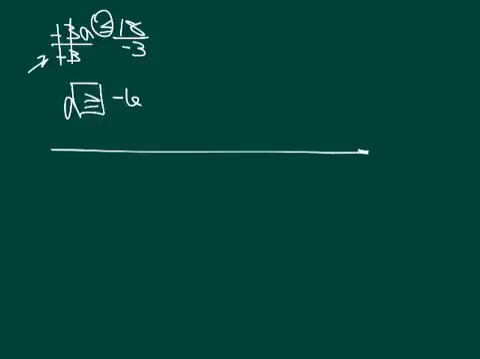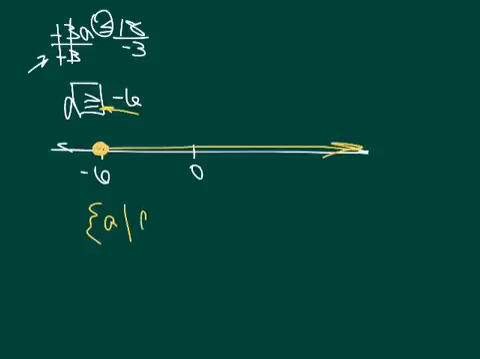Now we're going to graph it. And we have 0 and -6. And it is a greater than or equal to sign, so we're going to fill in the dot. Now a is bigger than -6, so that means it's going to go that way. Whenever the variable is bigger than a number, we go to the right. Whenever it's smaller, we go to the left. Now in set builder notation, a such that a is greater than or equal to -6. And we're done.